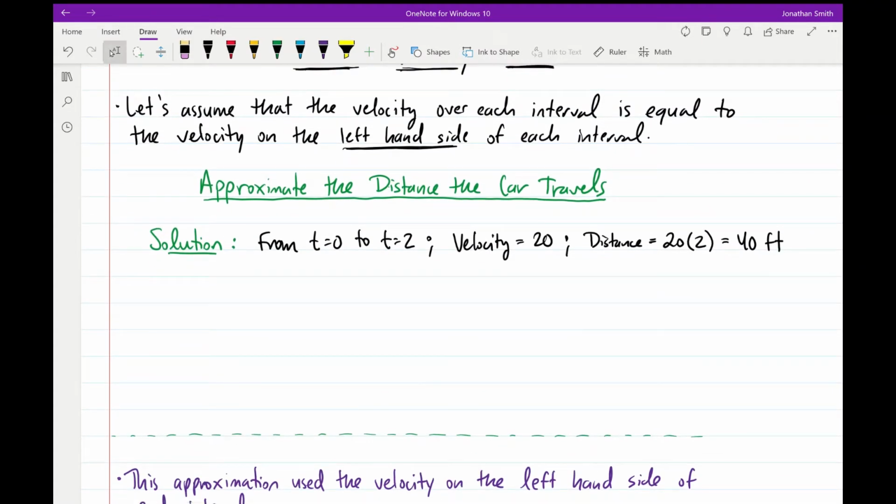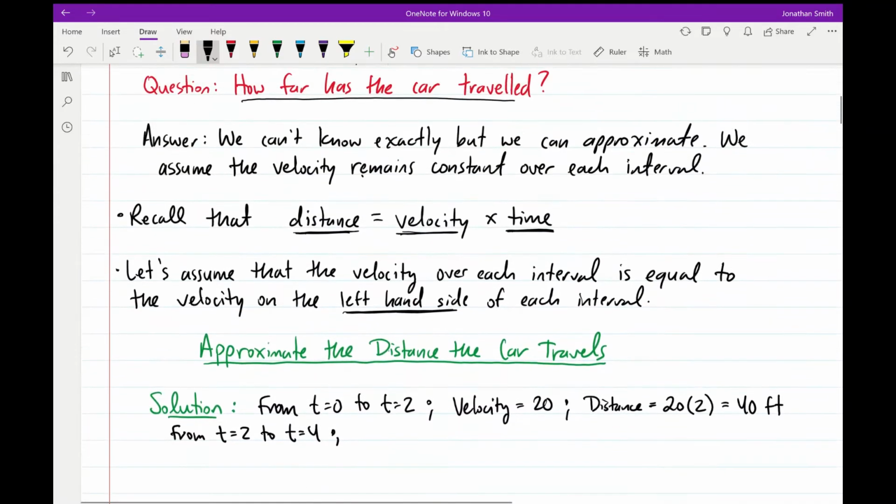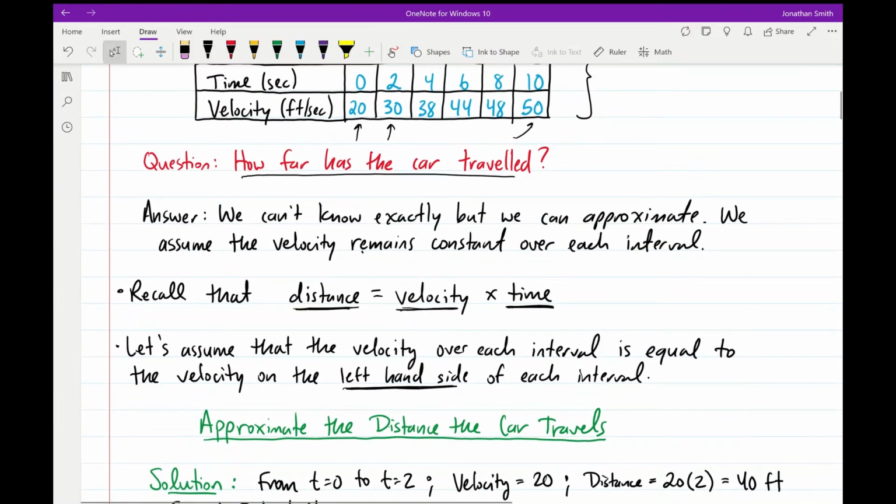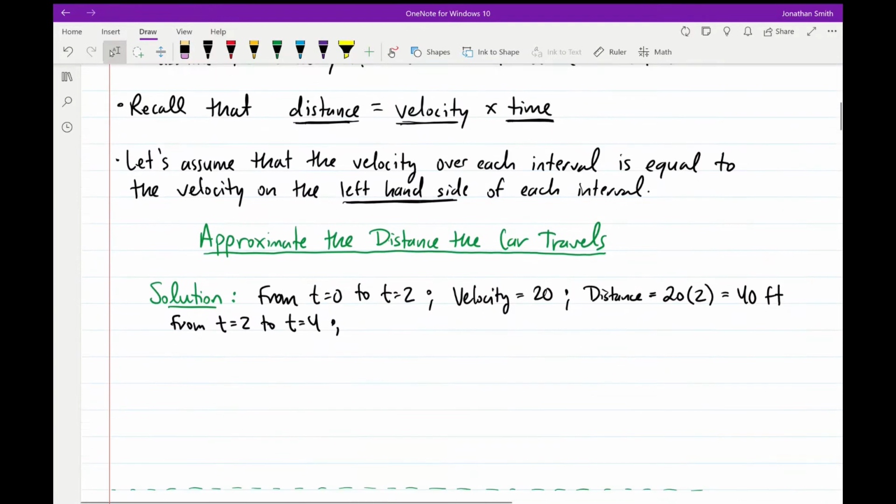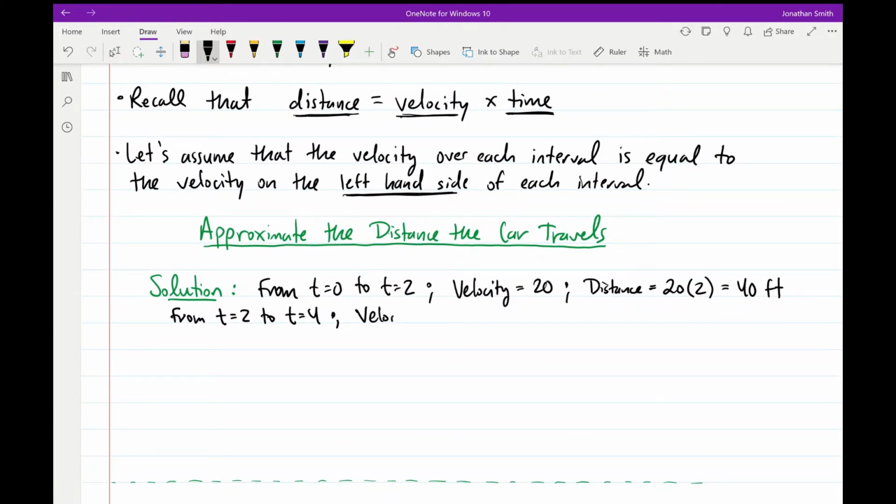But we can do this for all of the other intervals too. So how about from t equals 2 to t equals 4? Here, if we look up at the table, the velocity at time equals 2 is 30 feet per second. So now velocity is equal to 30, and distance is equal to 30 times 2 again. And this time we get 60 feet. So the car travels 60 feet in the time from t equals 2 to t equals 4.